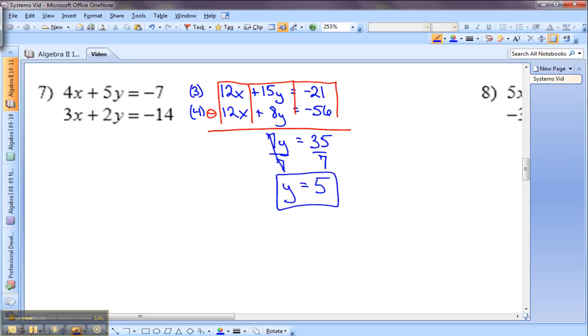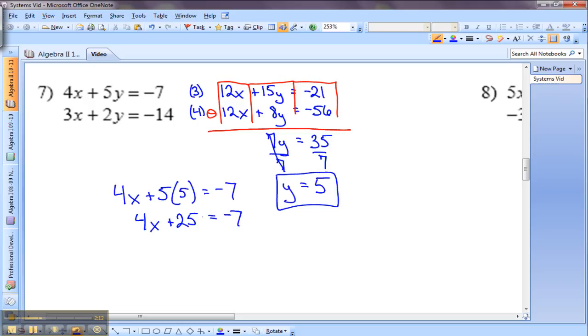As in previous examples, to find the corresponding x value, we will substitute in our y value of 5 into one of the original equations. I will use the first equation, 4x plus 5 times 5 is equal to negative 7. And simplifying, we get 4x plus 25 is equal to negative 7.